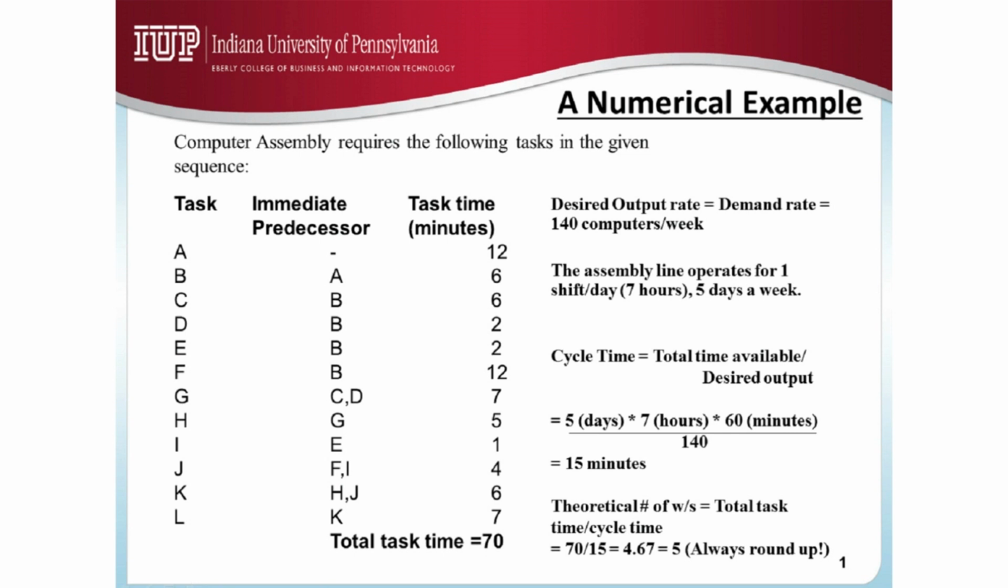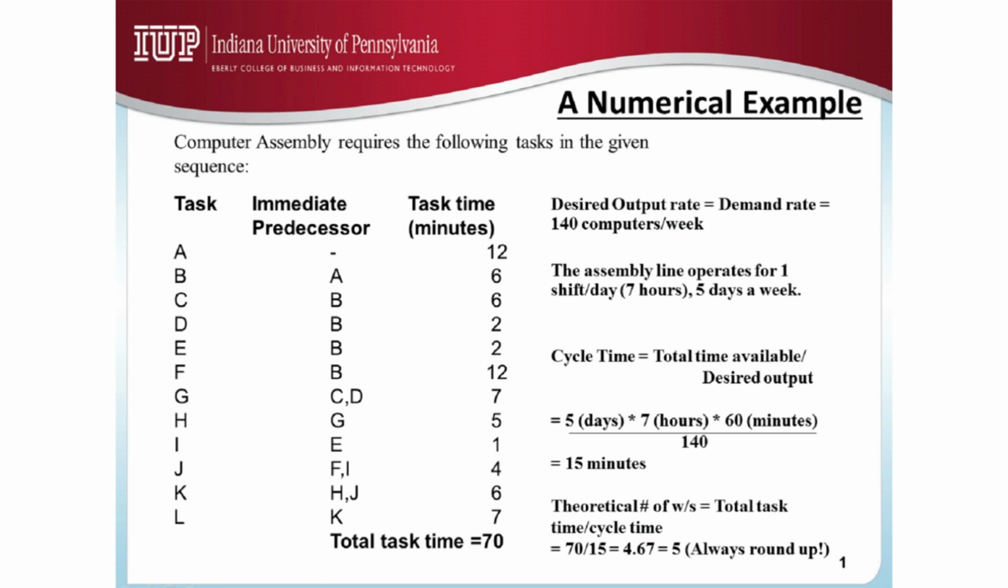This is the time that you want each workstation to take during the assembly line. And you will also realize that every 15 minutes, you will have one computer coming out of the assembly line. So you have 4 of them coming out every hour, 28 of them coming out every day in the 7-hour shift. 28 times 5 is 140 during the 5 days of the week. So your desired output rate is accomplished. So you can work back and see that your calculation is fine.